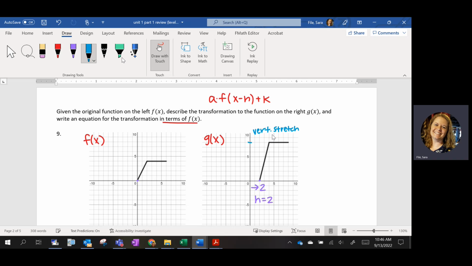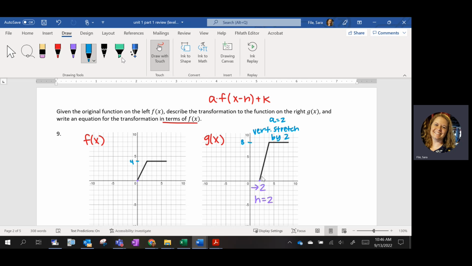It was 4 units tall, and now it's 8 units tall. So what did we multiply by? By 2. It's doubled. Okay, so vertical stretch by 2 and a shift right. So the vertical stretch, that's your A. A is 2. Has this been reflected? No, so no negative in front.